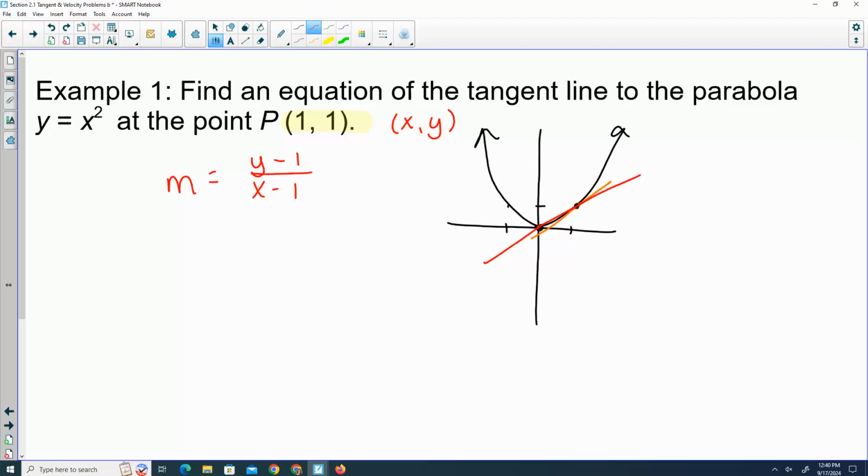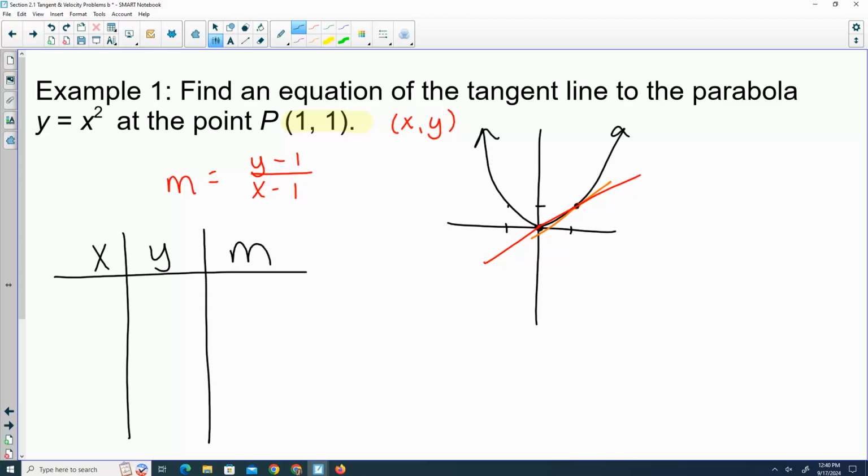Let's make a table. Let's make it big. Alright. So what I'm going to do, go ahead and put in, okay. Because we're talking about finding a lot of slopes.